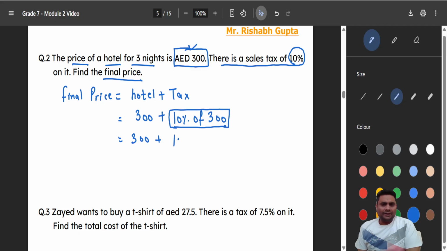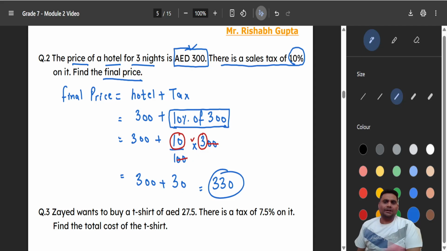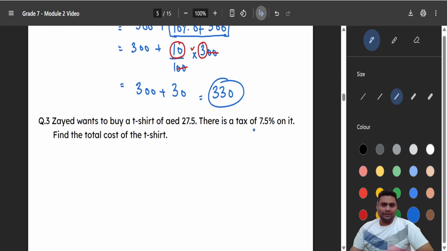So 10% means 10 divided by 100, of means multiply 300. Now check. There are 2 zeros in the last here, 2 zeros in the last here. What do I have now? 10 times 3. 10 times 3 will be 30. So here 300 plus 30 dirham tax, yani I will end up paying 330 dirhams. Okay, I hope you understood. Let us move to the next question.